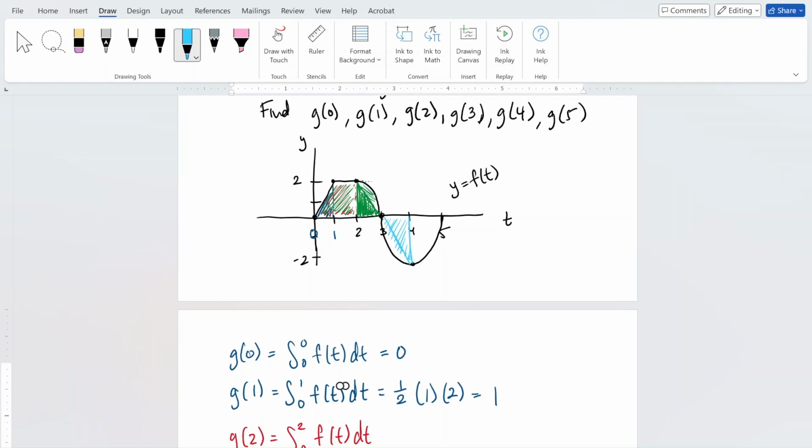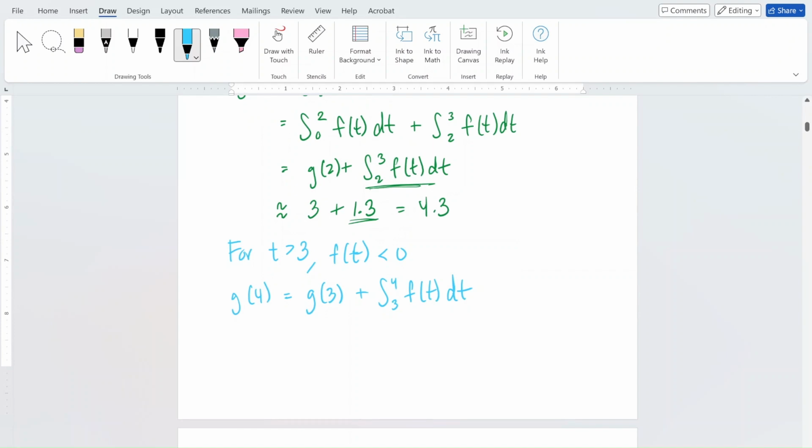And the base is 1, so 1/2 base times height gives you that area of 1, but it's a little bit more than that. And I try to draw my picture the same exact way from 2 to 3, but just below the x-axis. So it's approximately 1.3 as well. So g of 3 was approximately 4.3, but now I'm adding my negative 1.3 from my approximation of this, and I get 3.